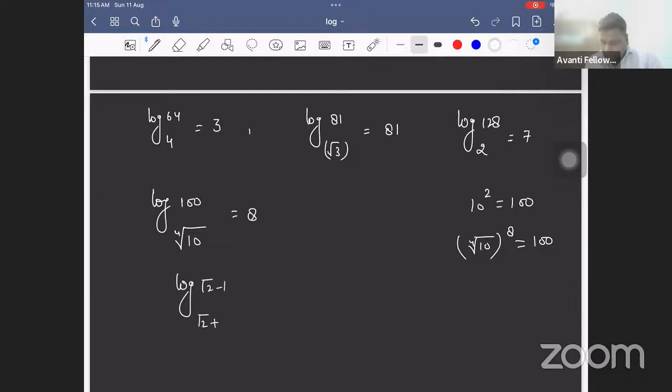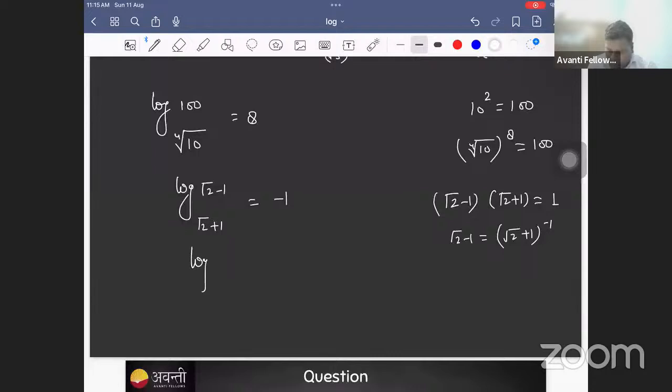Log root 2 minus 1 base root 2 plus 1. What should be the power of root 2 plus 1 that will make it root 2 minus 1? See, root 2 minus 1 into root 2 plus 1 is 1. They are reciprocals of each other. So root 2 minus 1 can be written as root 2 plus 1 to the power minus 1. So the answer will be minus 1.